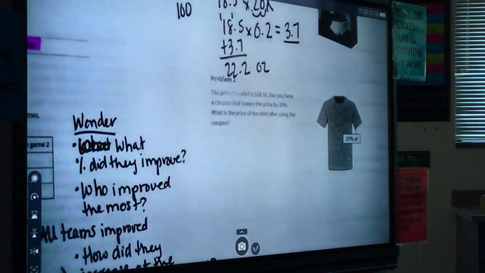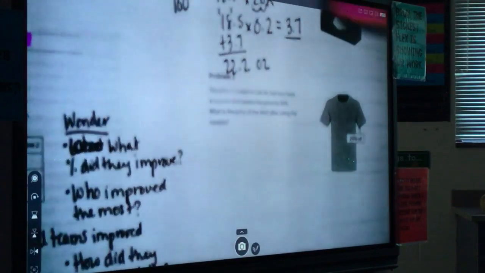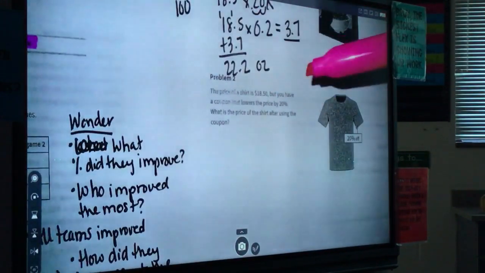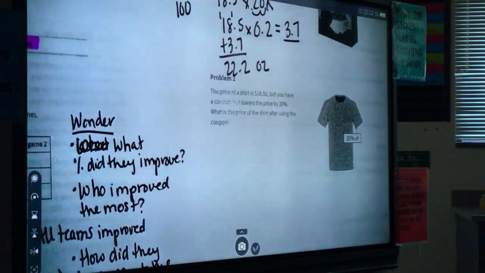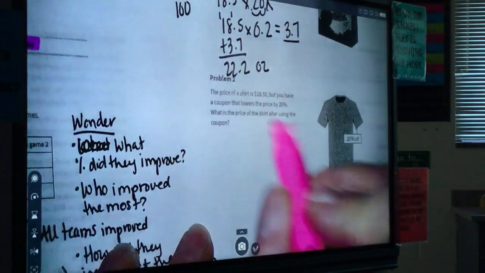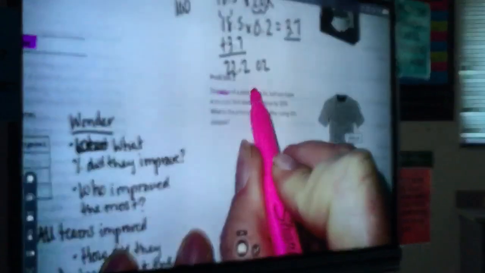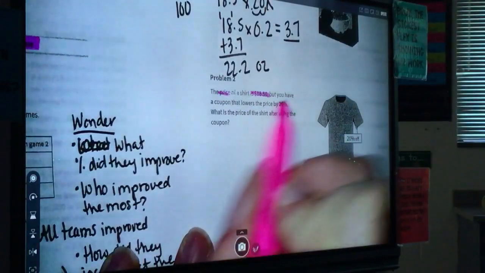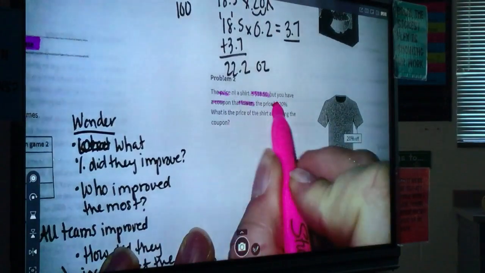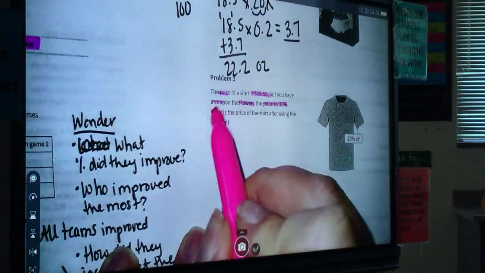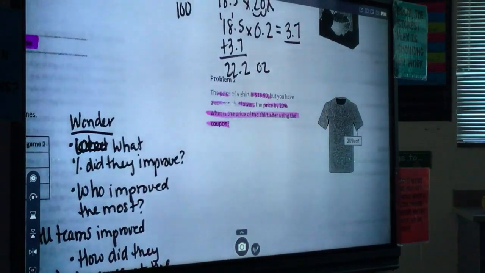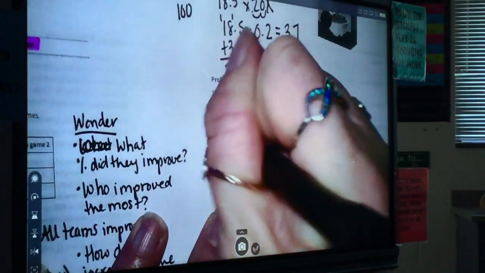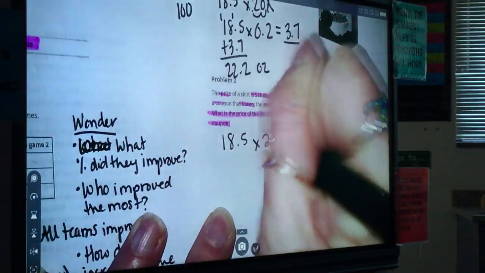Problem number 2 says the price of a shirt is $18.50, but you have a coupon that lowers the price by 20%. What is the price of the shirt after using the coupon? So we know that the price of a shirt is $18.50, but we have a coupon that lowers the price by 20%. We need to find out the price of the shirt after using the coupon. Well, we've already done some of this math, right? So regardless, I'm still going to do 18.5 times 20%.